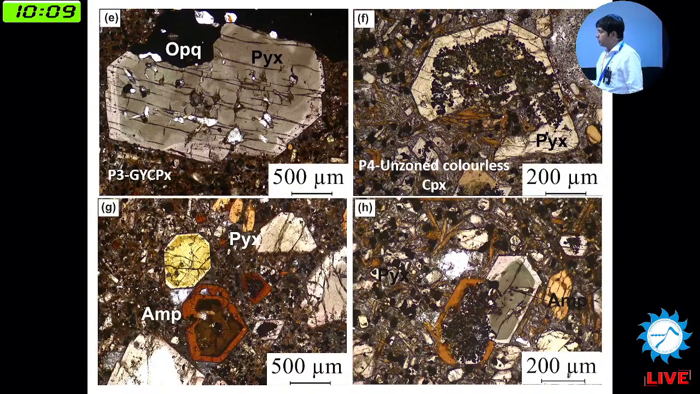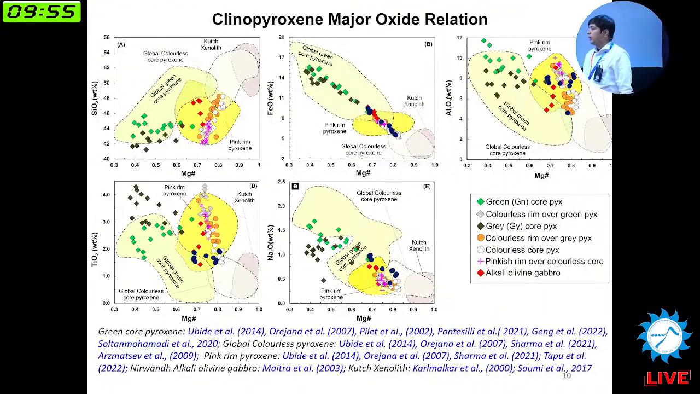Certain zonings are also found within the amphiboles, and we can see the coexistence of clinopyroxene and amphiboles, where they have been corroded and overgrowth is seen within the microphotographs. Now, we took the major oxides of these minerals and correlated them with the global pyroxenes found within the lamprophyres, which have been reported from similar rock types from other alkaline complexes.